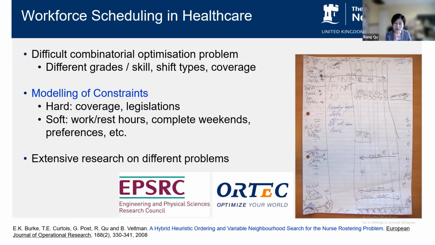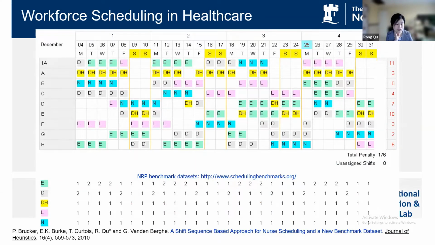So the first step in the modeling is modeling the requirements into constraints. Hard constraints include the coverage and also different legislations. The soft constraints are preferences, including complete weekends, personal preferences, etc. Later on, with this modeling, we extended to formulate different nurse rostering problems across the whole Netherlands and also around the world. This sustained and underpinned the development of a spin-out company called Staff Roster Solutions. So to give an overview, this is the schedule of a calendar month.